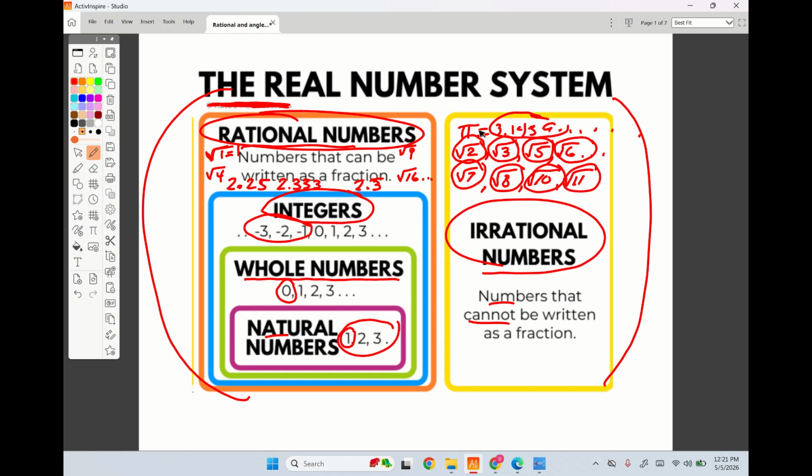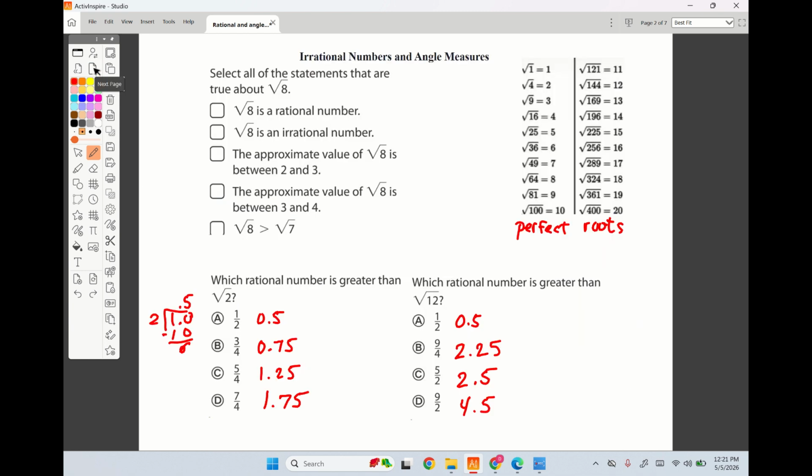Now, these are the style of questions. On each page here, I put all the perfect squares so we can answer the questions easier. But let's just talk about the perfect roots first. So 1 to the second power equals 1. That's why 1 is a perfect square, a perfect root. So the same thing happens here in reverse. The square root of 1 equals 1.